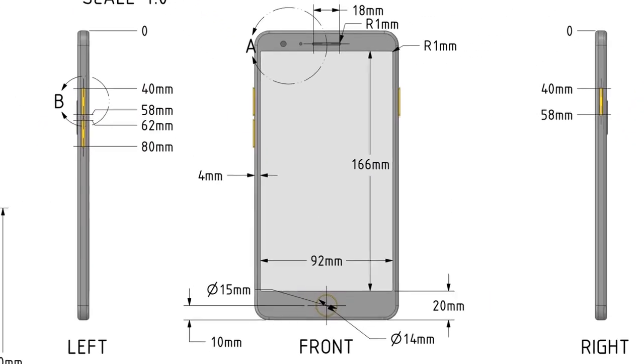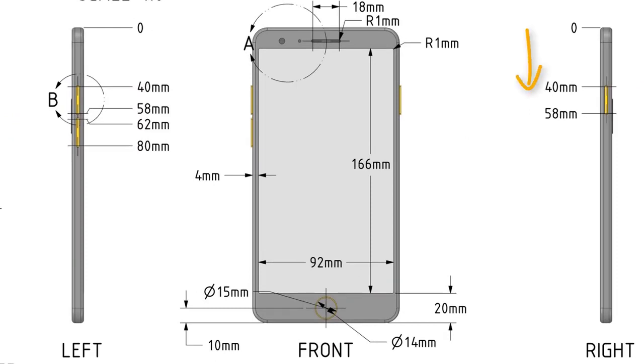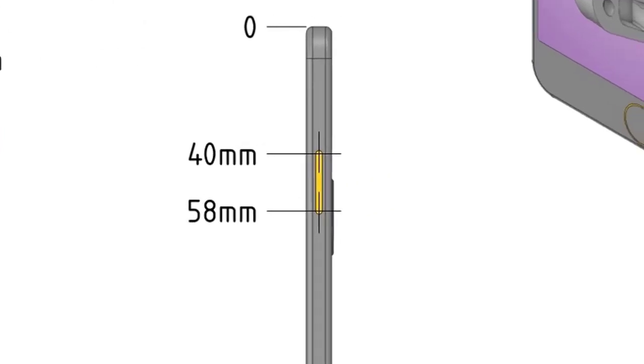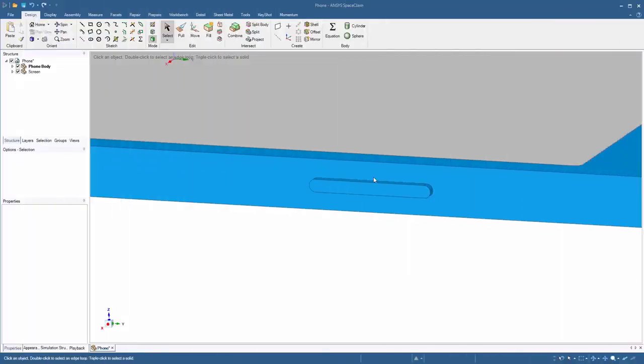According to the view labeled right in our technical drawing, the offset for this button should be 40 millimeters from the top edge of the phone. Zoom in on the drawing view and notice that the dimensions for the offsets have been placed on the center points of the arcs. Click and drag a box from left to right around the button to select it.